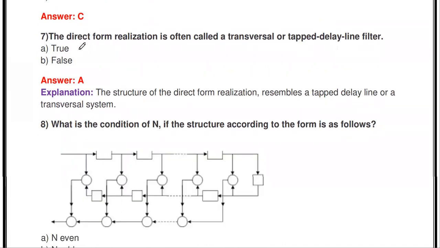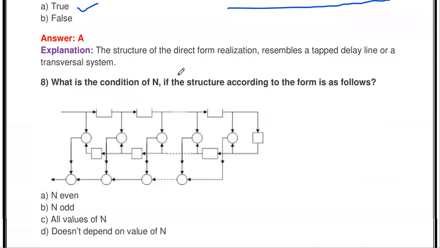Then the next question: the direct form realization is often called a transversal or tapped delay line filter? Yes, it's true. The other name of direct form realization of the FIR filter is the transversal structure or tapped delay line filter.